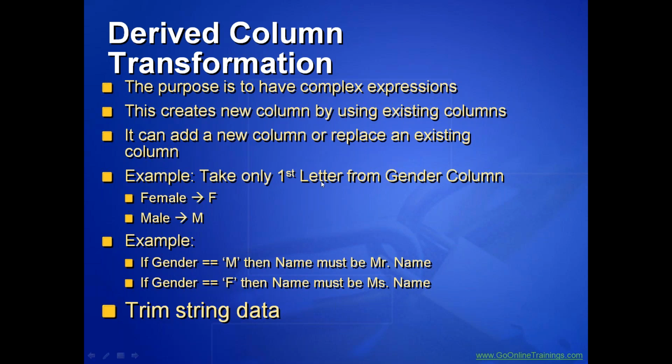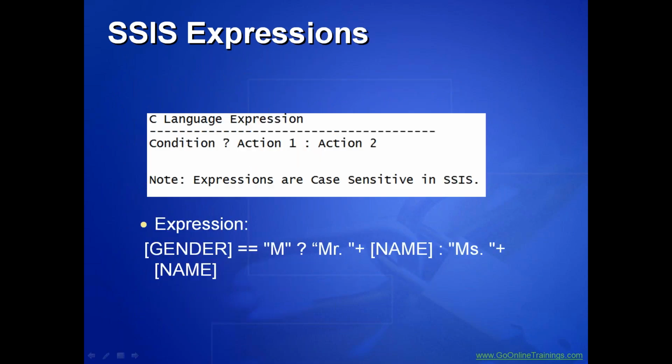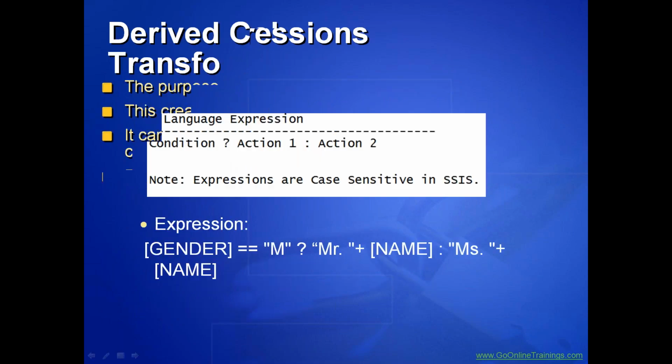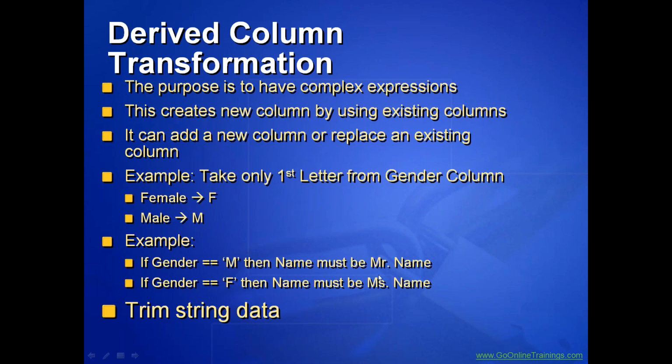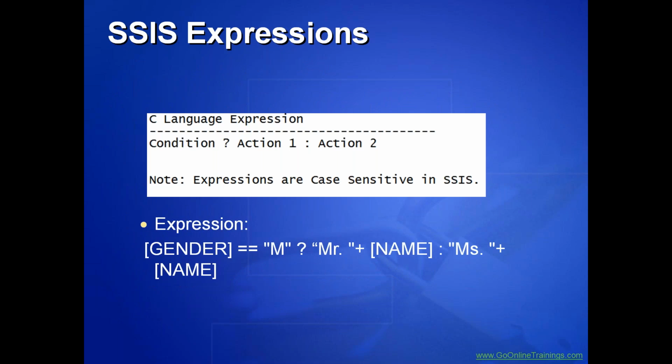Let me give you a couple of examples. If the gender equals male, I should be able to get Mr. dot name. So how do you write this kind of expression? A C language expression can be used in SSIS. If the condition is true, action 1 is carried out, else action 2 is carried out. Gender equals male, Mr. concatenating the name, else Miss concatenating the name. This kind of expression is allowed, so we will be using it in tomorrow's class.